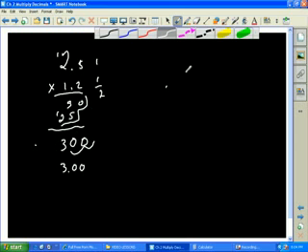Let's try another problem now. We might have 0.37 times 6.1. No problem. We have two numbers after the decimal on this one, and one number after the decimal here. We're going to move it 3 times.